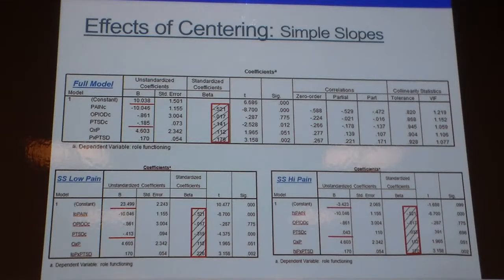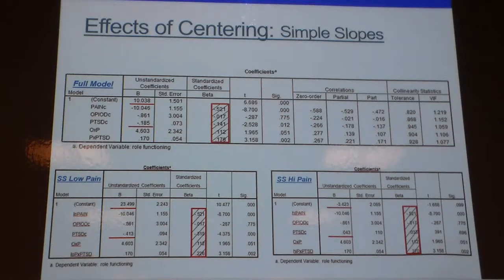So here's an example of our simple slopes model. Here's our baseline model, okay? Here's my constant, a coefficient for pain, opiate use, PTSD, the interaction of opiate use and pain, and the interaction of opiate use and PTSD, okay? As we go down through, I take a look at my low pain model. This is where I've substituted in my low pain variable and my low pain interaction here, right? I'm looking at the conditional effect of PTSD on outcome at low levels of pain, okay?